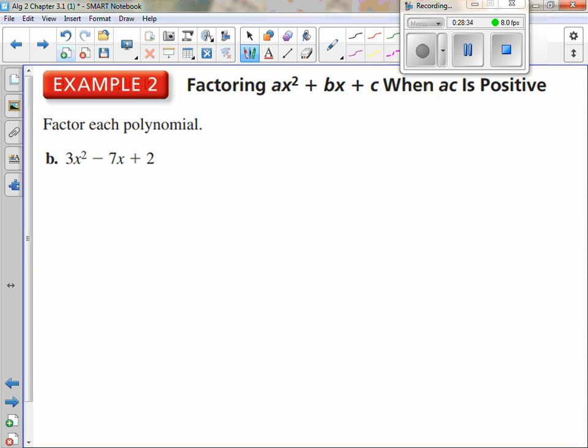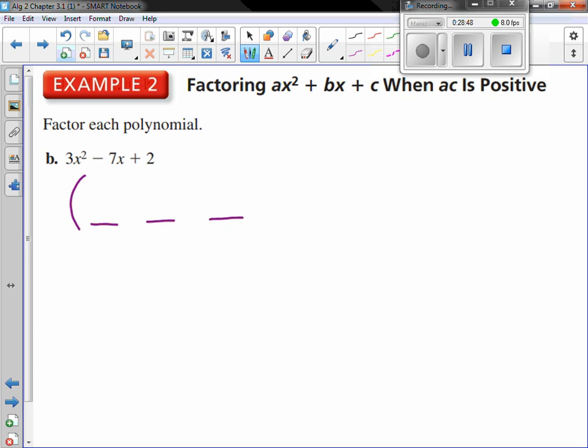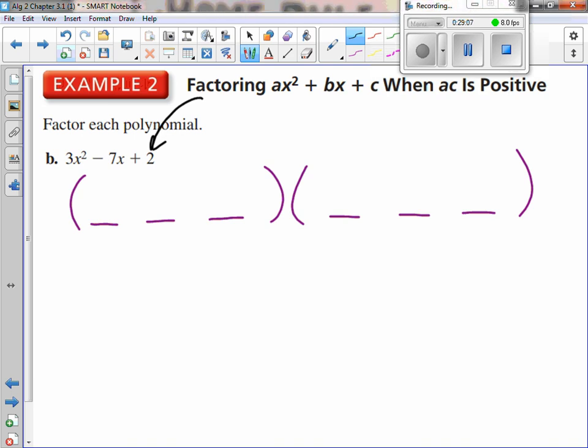Let's look at this next one. So looking at this one here, is there a greatest common factor? Well, no. So we move on to step 2. Two sets of parentheses with 3 spaces. So, what do we look at? We look at the sign of the constant term, the term without a variable. And is it positive or negative?